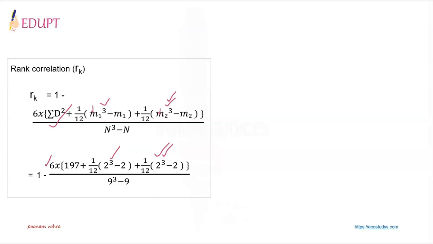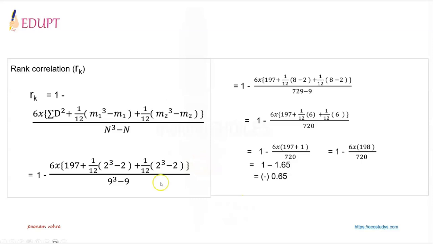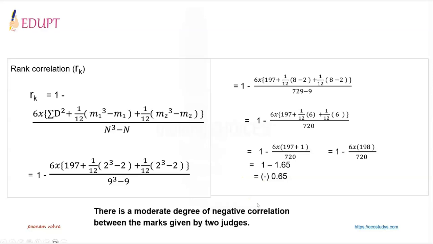You need to calculate this whole expression, and after calculation you have found that rank correlation is minus 0.65, which means there is moderate degree of negative correlation between the marks given by two judges. Apart from this, you also need to understand two more aspects.